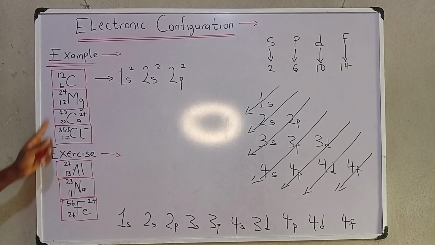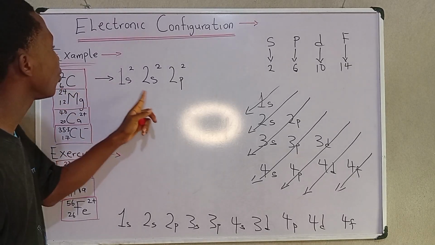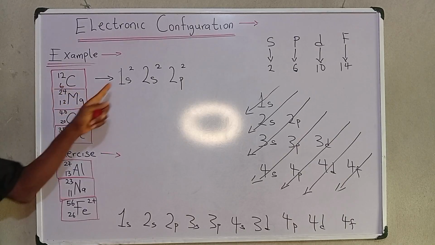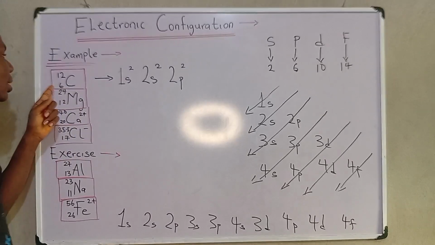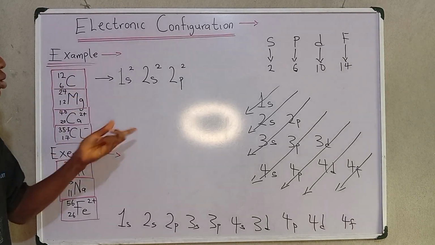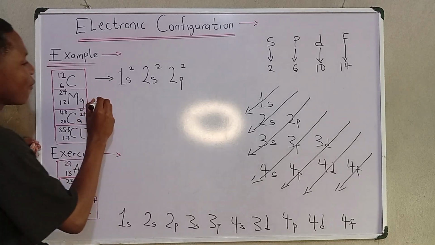On this note, we have gotten the electronic configuration of what? Carbon. Count it: 2, 4, and 6, right? So we've gotten the number of electrons. This is how to write it. Now let's go for the next one.